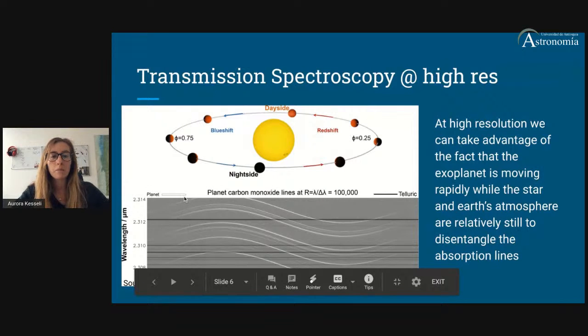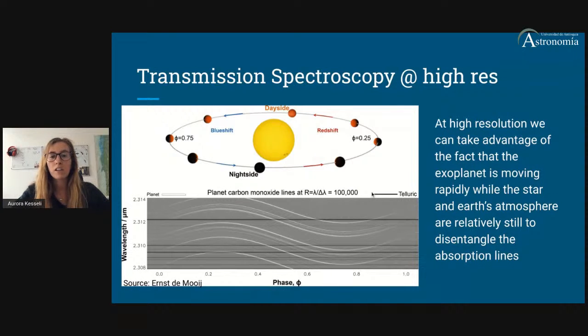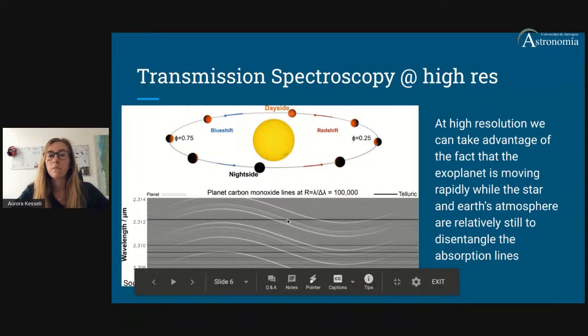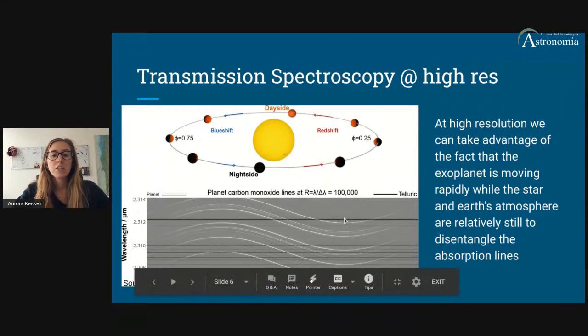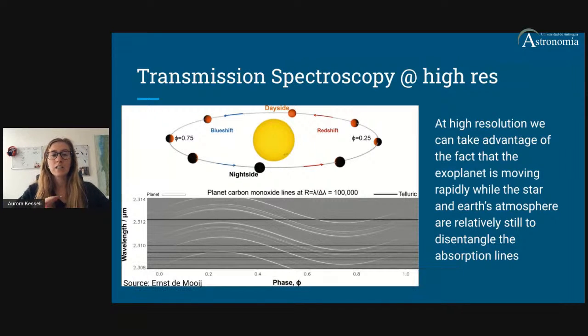So the planet's velocity is shown with the white lines. And they've already pretended that they've removed the star spectrum. So also you can see that telluric is in black and it's straight. And that's because the planet is moving much faster than Earth's atmosphere, which is basically stable, and the planet is moving extremely quickly around the star. So it makes it easier to distinguish planet lines from telluric lines and stellar lines.